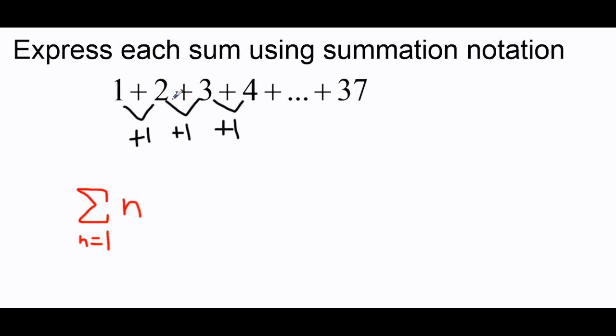And so here I'm counting. I go from 1 to 37. So my start is 1, and that means my end is 37. And that's my rule. It means plug in all the numbers between 1 and 37 and add them all together. And that's what that says.